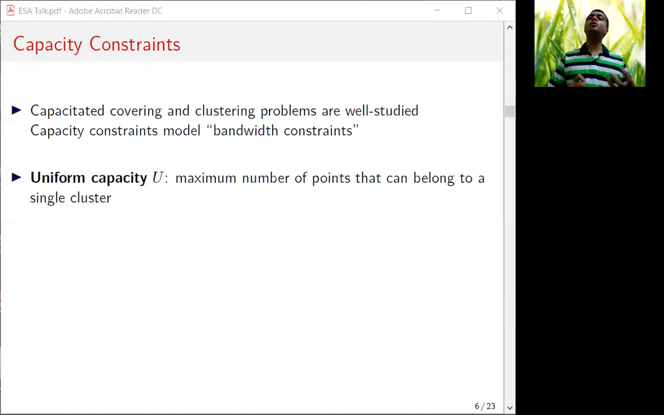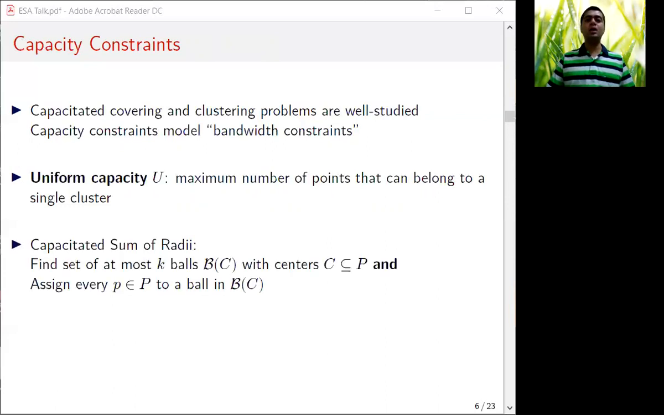So they're meant to represent some kind of bandwidth constraints, like if some centers are providing some kind of service to the nearby points, then it can only provide service to so many points. So that's what this represents. And here we are looking at the uniform capacity. So we have this parameter U, which is the maximum number of points that can belong to a single cluster. And so the capacitated sum of radii problem is the following.